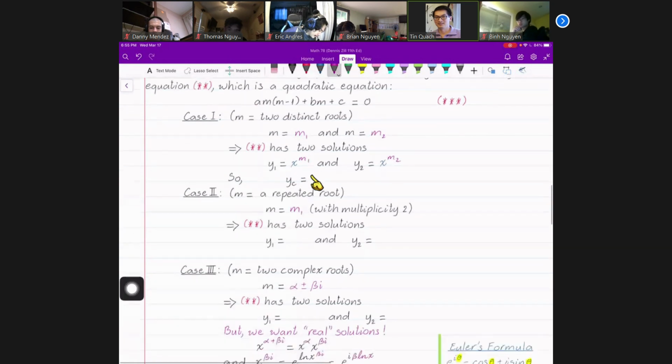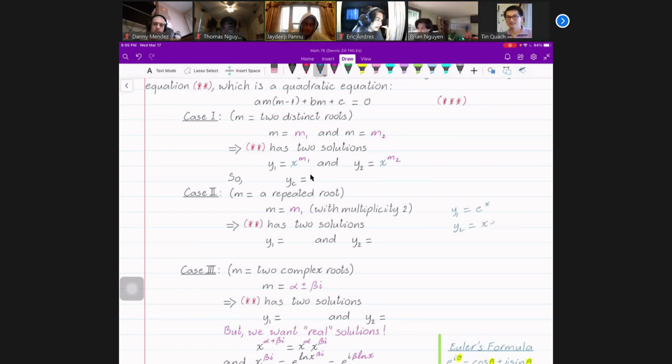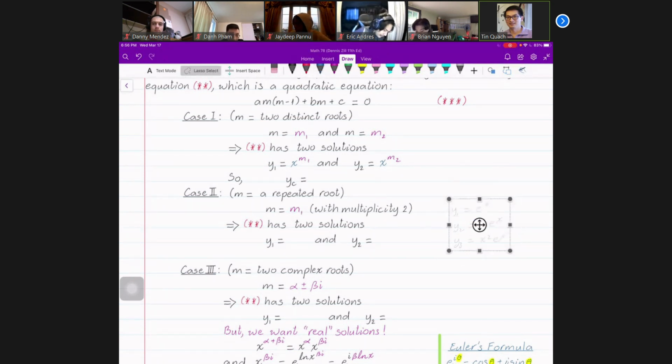Let's recall, back in section 4.3, if the root repeats twice, then y1 is equal to e to the ax. What is the second one? It's x e to the ax, right? If it repeats 3 times, then it would be x squared e to the ax. Very good. So that's what you learned in section 4.3, a quick review.